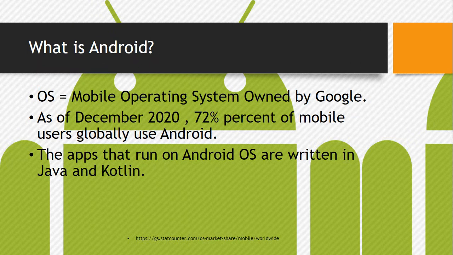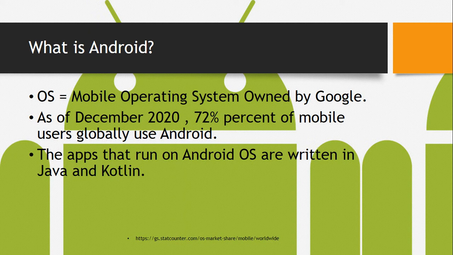So, what is Android? Android is an OS, similar to how iOS is an operating system for Apple devices, and for all other devices, around 72% of mobile phones globally are using Android as the operating system. So that means more than half of the world's population is dependent on Android, and that is why learning Android can be more popular in comparison to learning iOS.